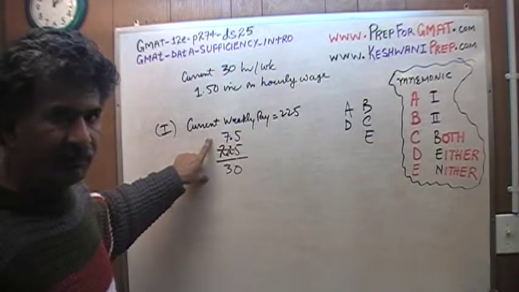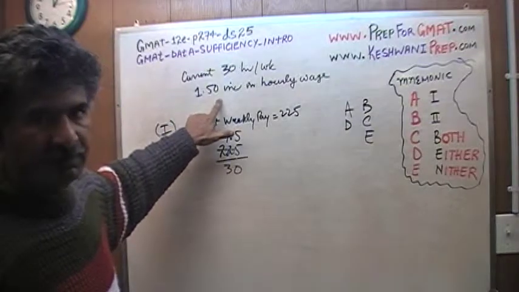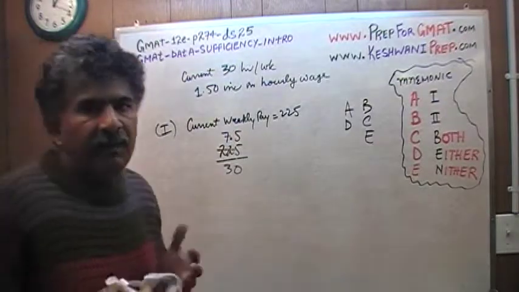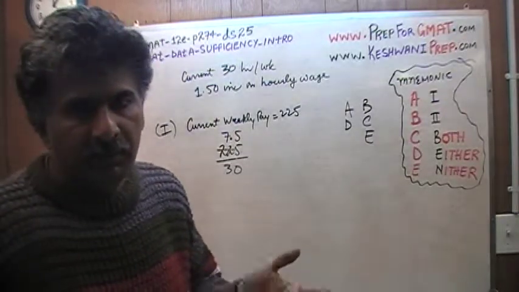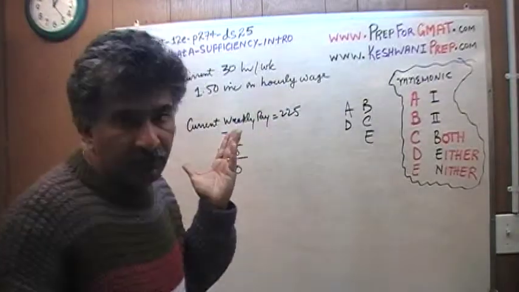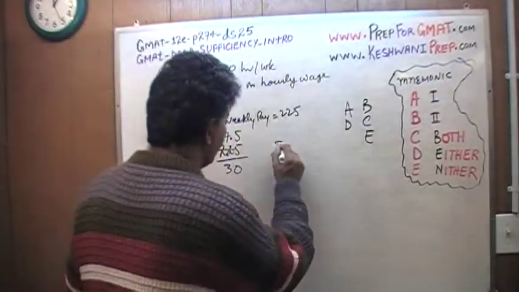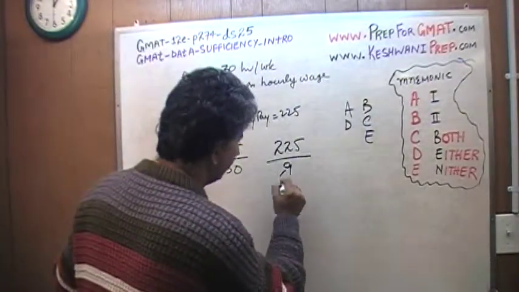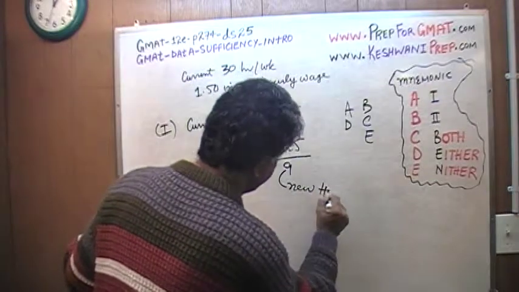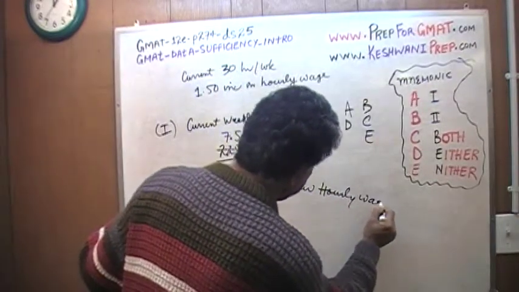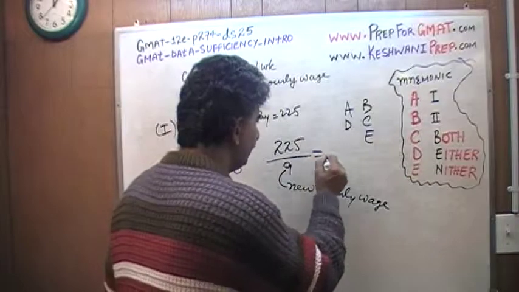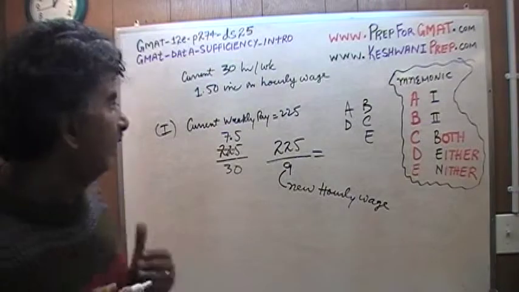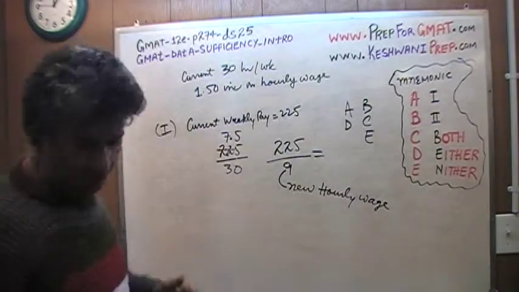Well, if she's making $750 an hour now, and she gets a $1.50 increase, which means her new hourly wage is going to be $9 an hour. And the question simply is, how many hours does she have to work in order to maintain the income that she had before, which is $225, which is very easy. You just take your 225, her current income, and divide it by 9. 9 is her new hourly wage. And that will tell you how many hours she needs to work now after she gets a $1.50 increase. So the answer is, what was the question?